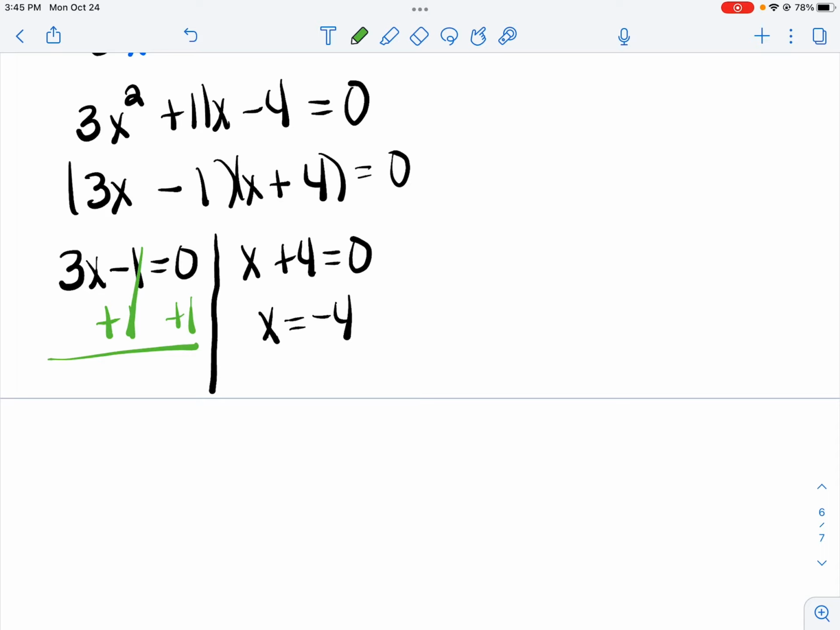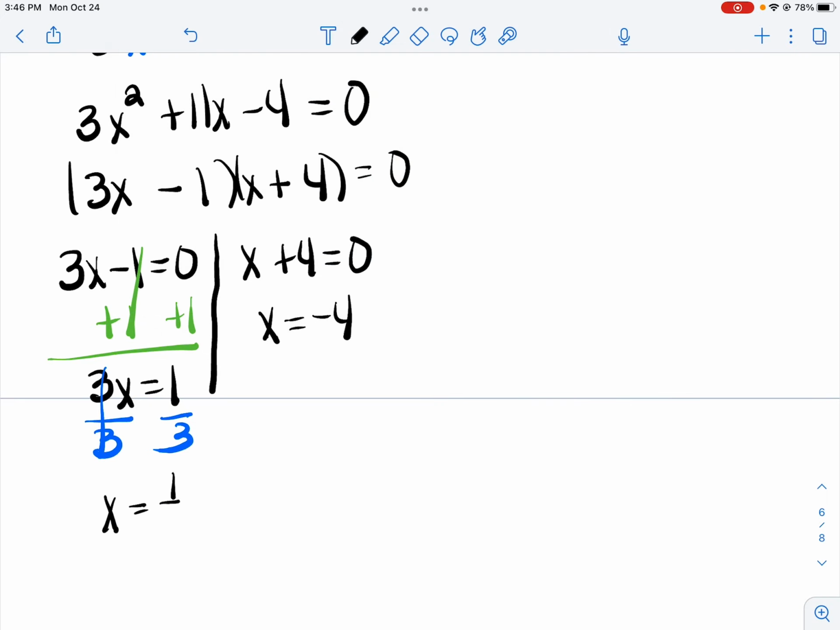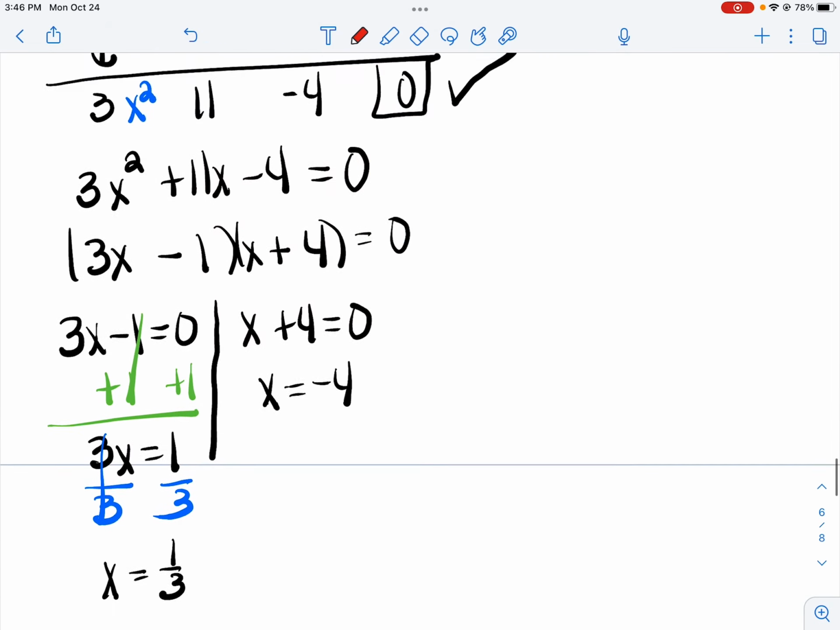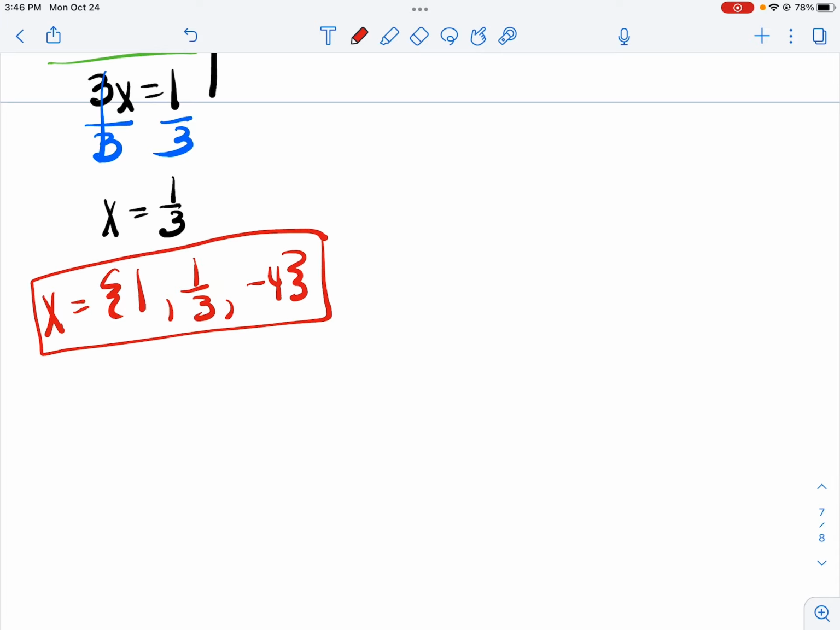Add the 1 to both sides of that first equation. Divide both sides by 3. And we get 1/3. So our zeros here were 1, that was the first 0 that we found, 1/3, and negative 4.